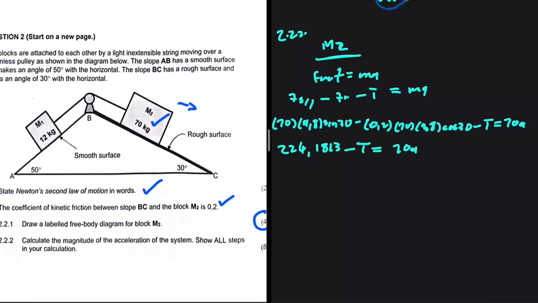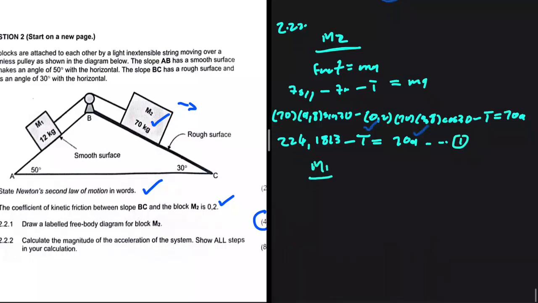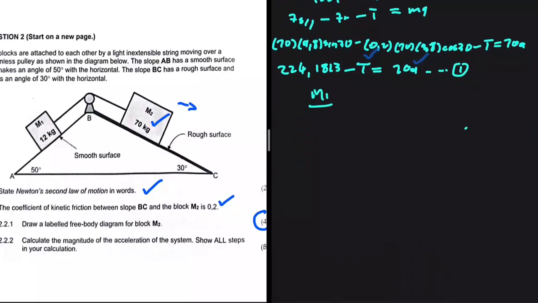As you can see, we have 2 variables but 1 equation. We need 2 equations. Let's name this equation 1 and set up our equation 2. We're going to find equation 2 using M1. Let's draw a free body diagram for M1. We have the weight, obviously. We have the tension, which is pulling it up the incline. We have the normal force. M1 is experiencing no frictional force, so we can leave it like that.